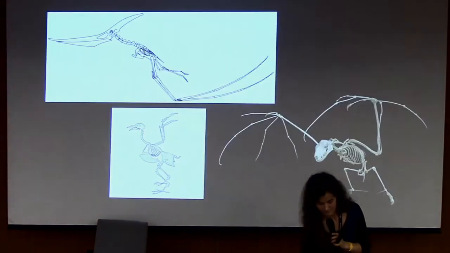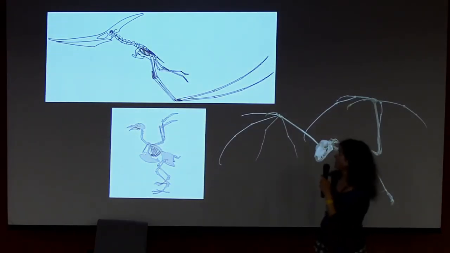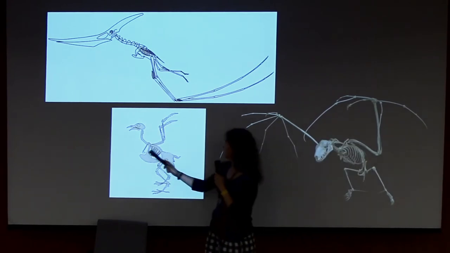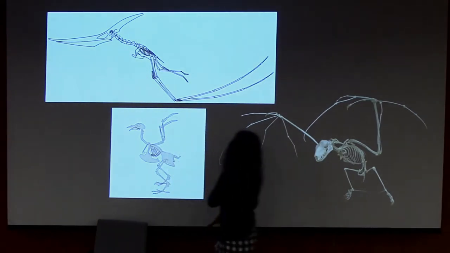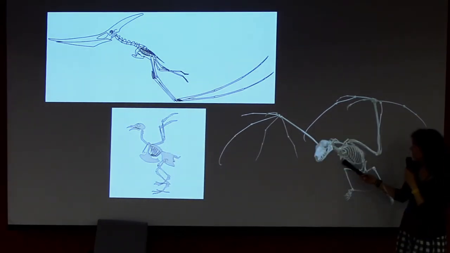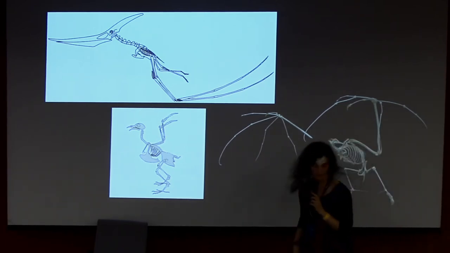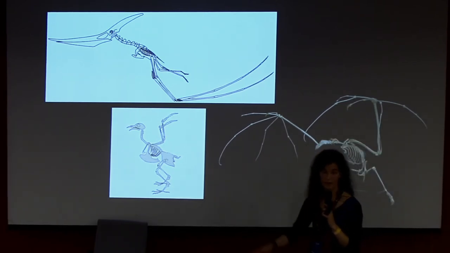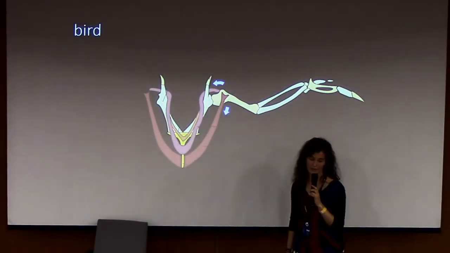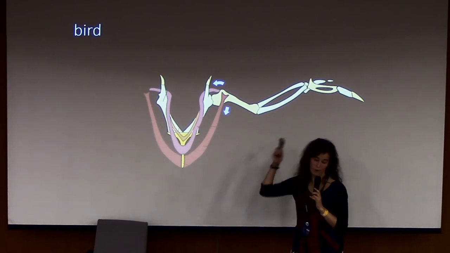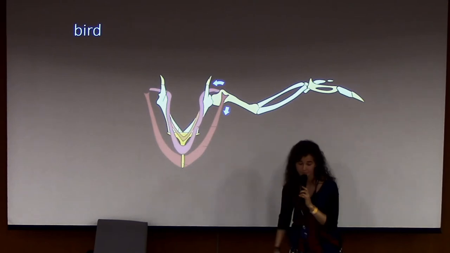But how have pterosaurs and bats solved this issue? Because comparing to the bird keel, pterosaurs actually have a much smaller one, and bats have even less. But the answer is in the bird's way of flying, because they have a really simple way of flapping their wings. They just have one muscle that pulls the wing up, another muscle that pulls the wing down.